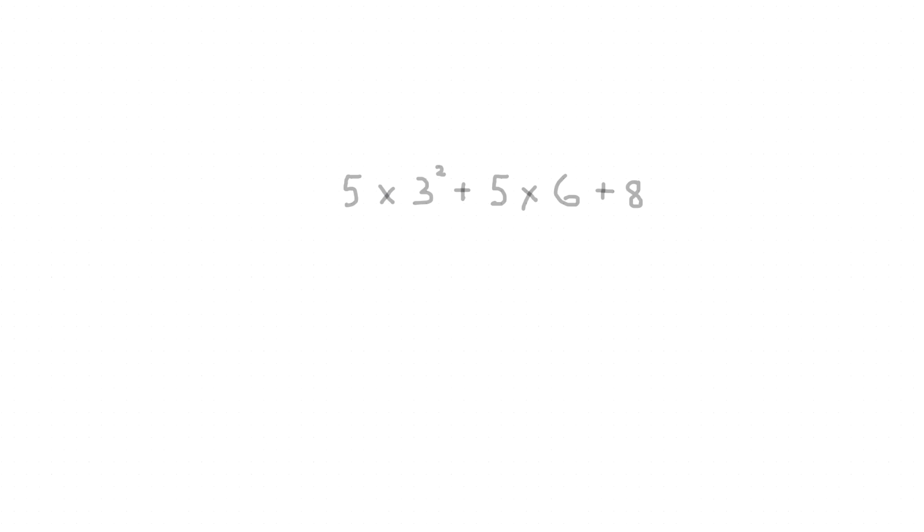So remember the order of operations: parentheses, exponents, division, multiplication, addition, subtraction. We have to do it in that order. There is no parentheses, so that one's out. We're going to do the exponents next. So what's 3 times 3? 9. Okay, so this is 5 times 9 plus 5 times 6 plus 8. All we did so far was square the 3, so now the exponents are done.